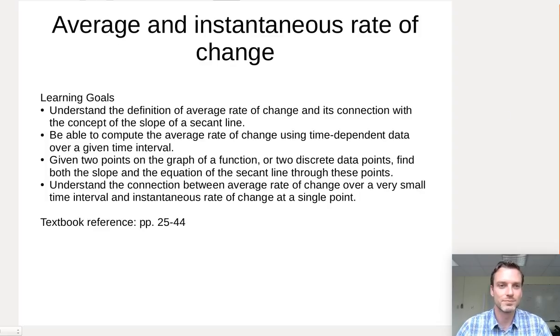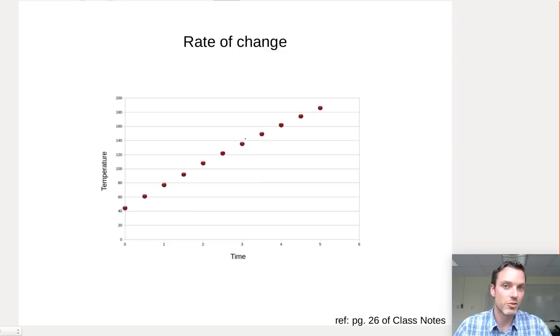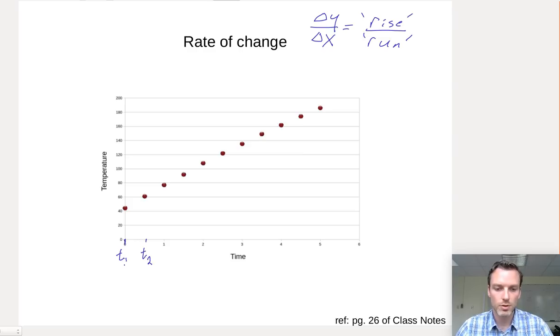Okay, let's begin. What I have here is some temperature data that was recorded at regular time intervals, and from this I can calculate the average rate of change. You may recall what this is. It's just the change in the y values over the change in the x values. Or, some of you may have seen, the rise over the run. Okay. So we could do that by picking some x values. So let's call this t1 and this one t2. So time interval t1 to t2.